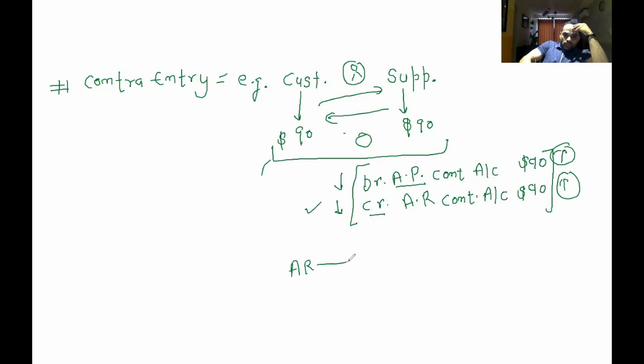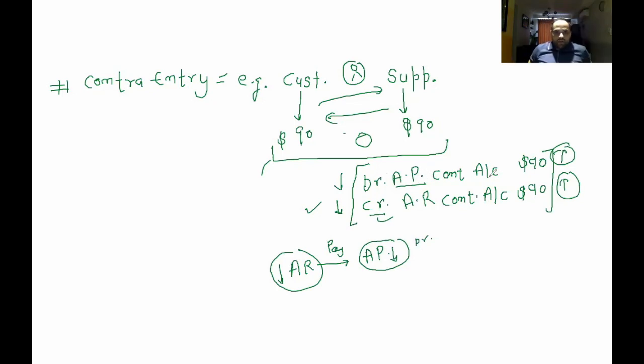Using accounts receivable to pay accounts payable. So using means accounts receivable reduce. I'm paying, so my accounts payable reduce. So if accounts receivable reduce, they will be credit. So credit accounts receivable. Accounts payable reduce means debit. So which means debit accounts payable, right?